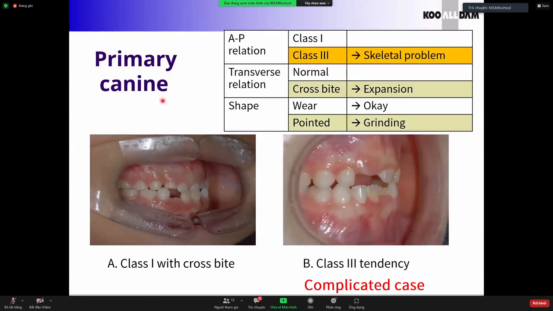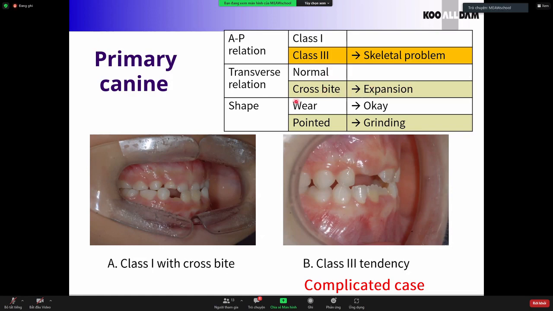So when you check the primary canine, we should check the three stages, the anterior posterior relation. So class 1 is okay. In class 3, you should remember, this patient may have a class 3 problem. And also regarding the transverse relation, if there is a crossbite, we need expansion.